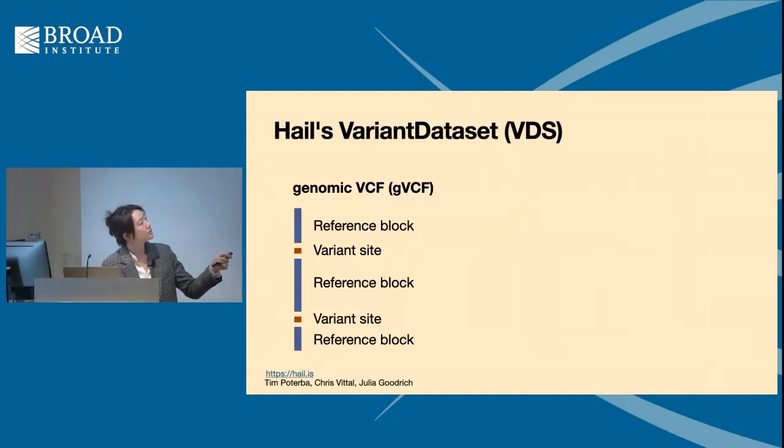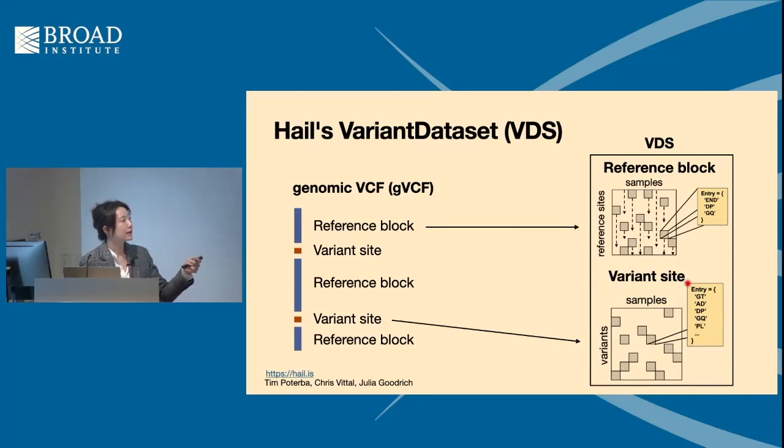So to process V4, we used a data format from Hail called the variant dataset. And to explain the VDS, we need to quickly go through a sample GVCF. A genomic VCF or GVCF is a per sample file that contains 2 types of information. Variant site information, where a sample has a non-reference genotype call, and reference blocks, so groups of loci where the sample has a homozygous reference call at a certain level of confidence.